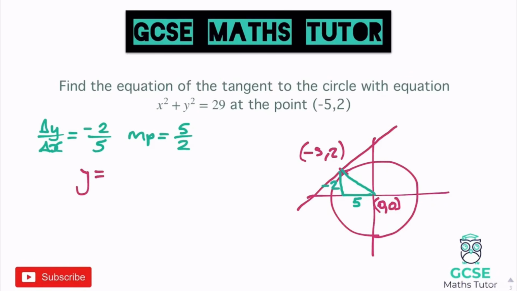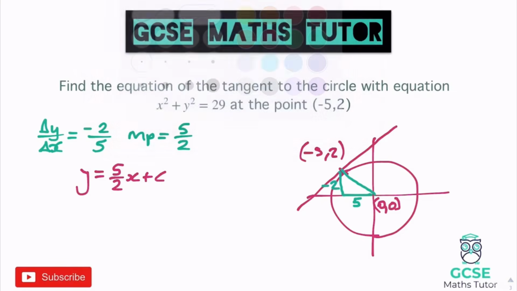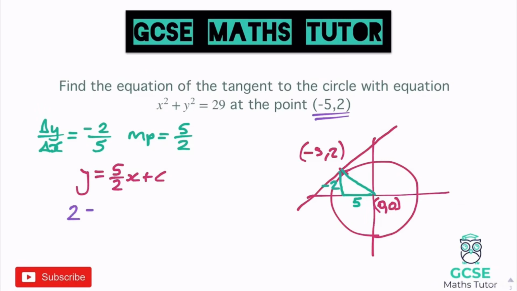So y equals 5 over 2 x plus c, and then we can go about subbing our coordinate in just like before. Our coordinate this time is negative 5, 2, and if we sub that in, we get 2 equals 5 over 2 multiplied by the x coordinate there, which is negative 5, plus c. Expanding that out to tidy it up, 2 equals, don't forget that's negative 5 over 1, so it's minus 25 over 2, plus c.